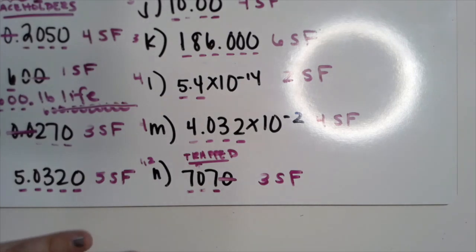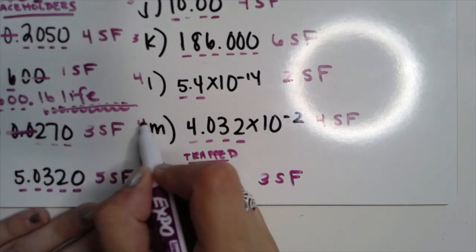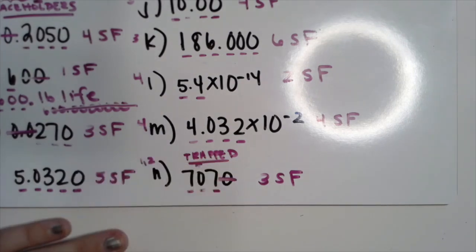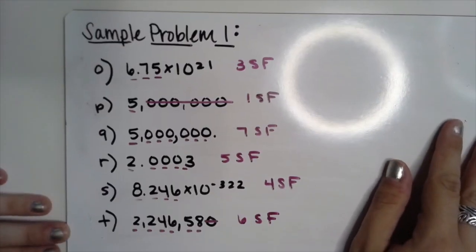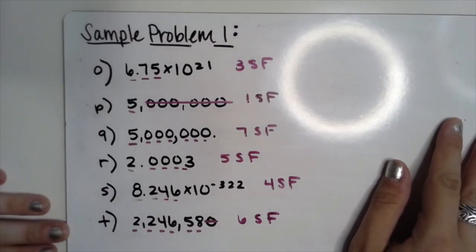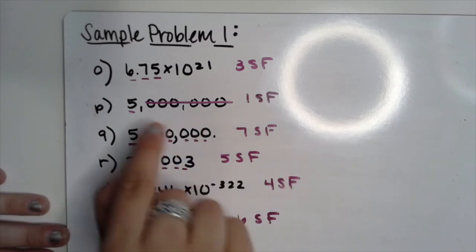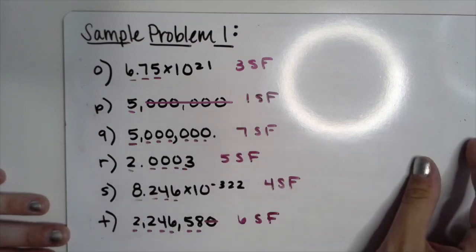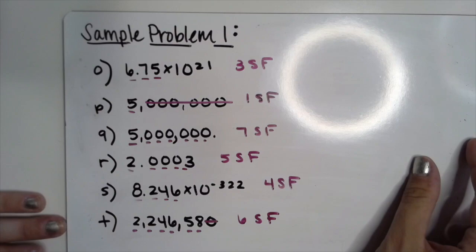As long as you follow those rules, you should really be okay with this. Do the next few and I'll post the answers here so you can just check your work with me. So here's the answers for O through T. You can just check yourself. All the numbers that I underlined are your significant numbers in each measurement, and everything that I crossed out are not considered significant. If you have any questions, just mark them down on your paper and you can ask me the next time you see me.